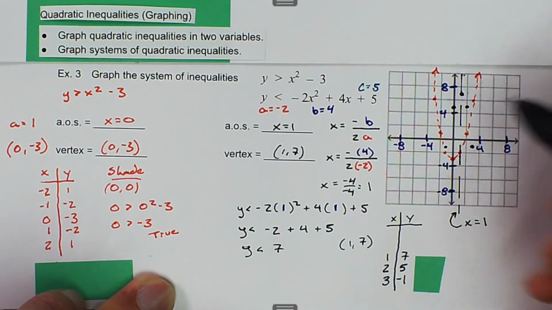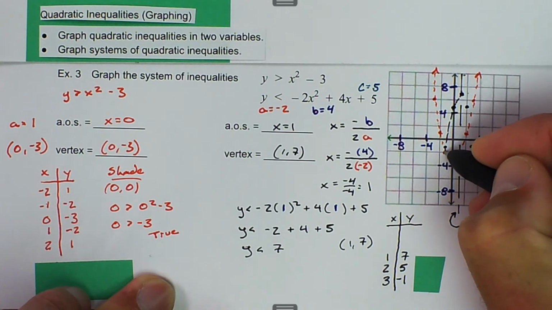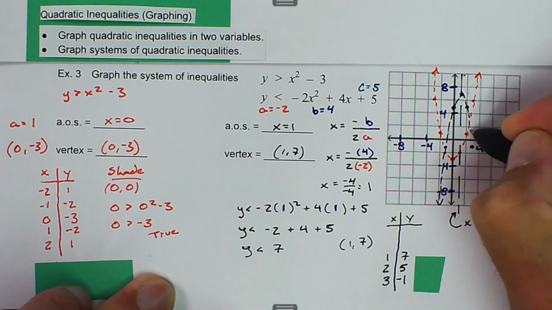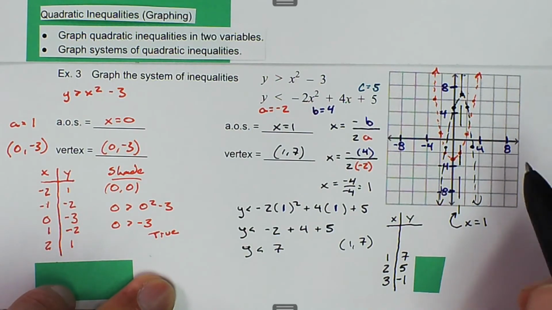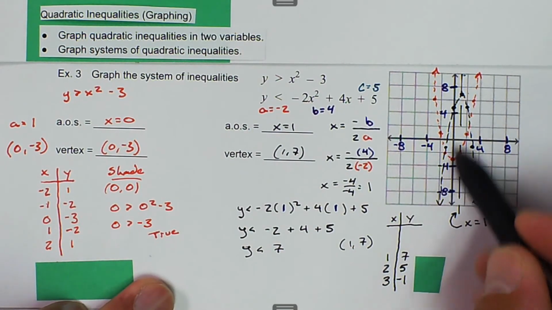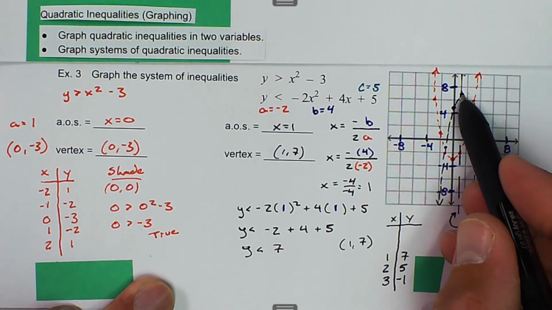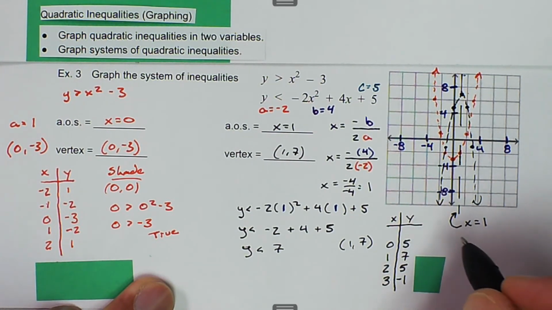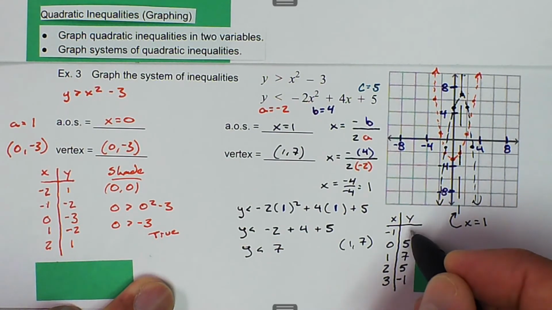This is a dashed line, so we can draw a dashed parabola that goes through those points. And then we know that we did check 0, 0 for this one, so we should shade this way. And then we should check 0, 0 for this other one. I should write down these other points. So we did have 0, 5. And then we also had negative 1, negative 1.